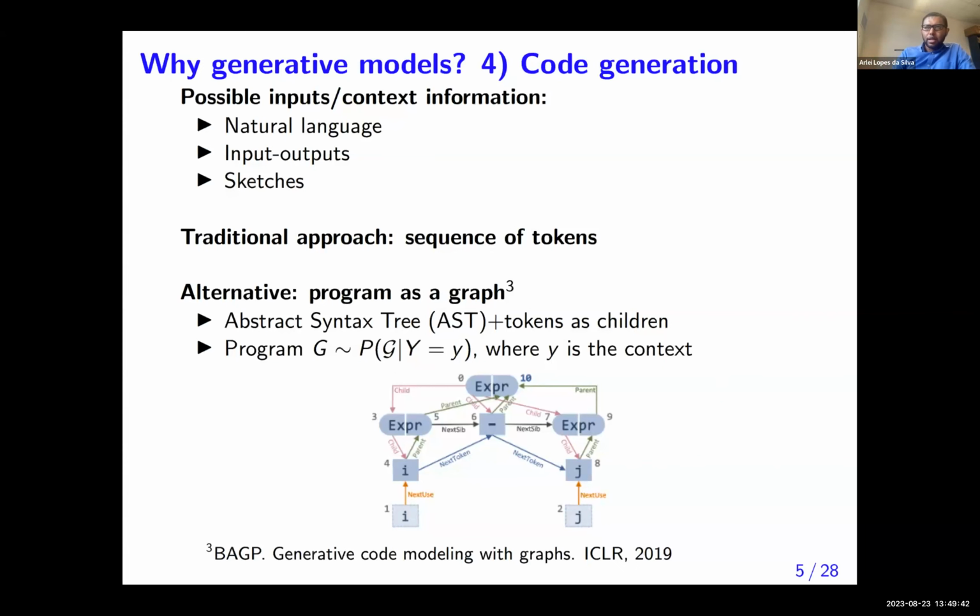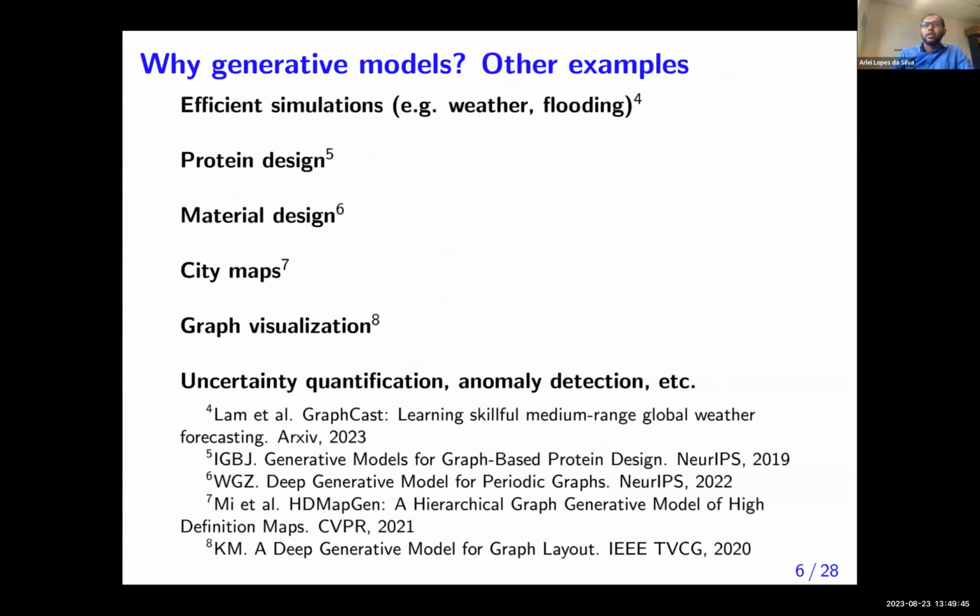But again, these are just some applications of generative models. Of course, there are many more that I wouldn't be able to describe here, and they are all related to graphs. For instance, you can use graph generative models for efficient simulations of physical problems, for instance, weather, flooding, etc. In that case, the graph can capture some geometry of the location, like a mesh discretization of some space. You can also use them for protein design, which is not very different from molecular design. Also for material design. How can you generate a material that has certain properties? In that case, you can represent the materials as graphs.